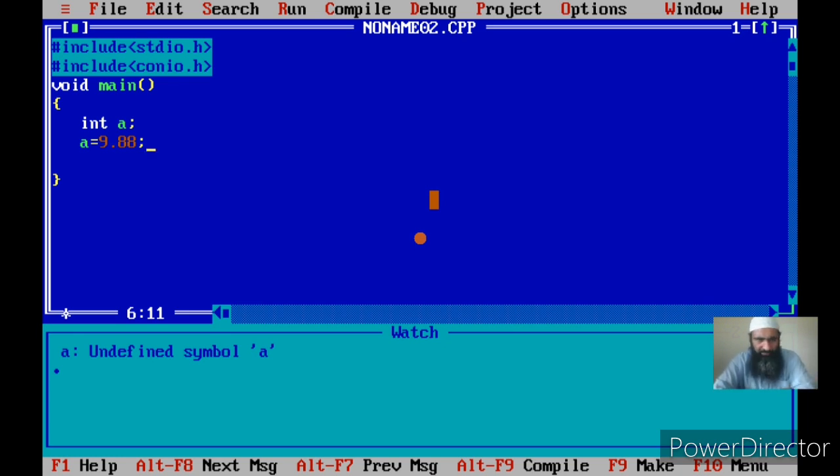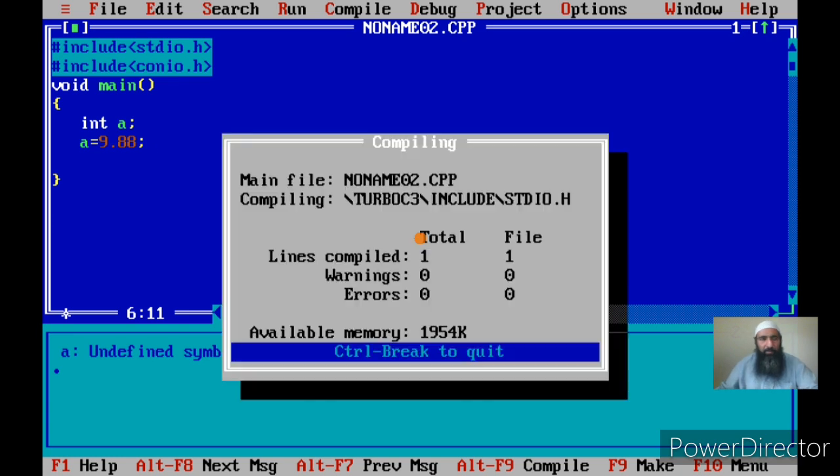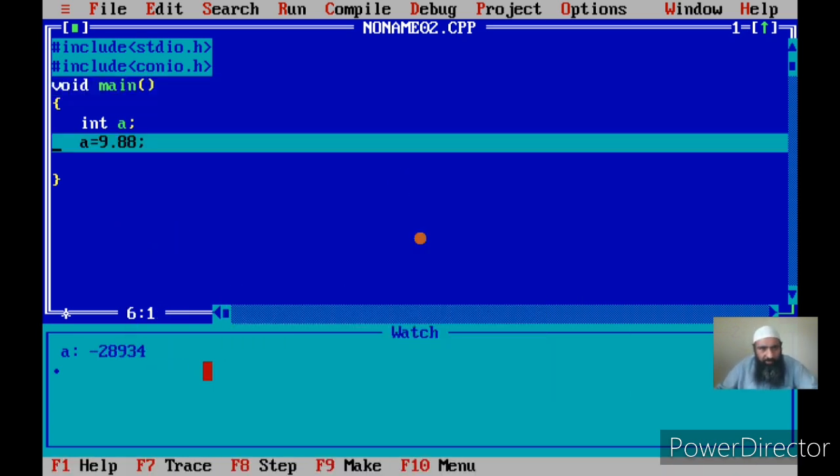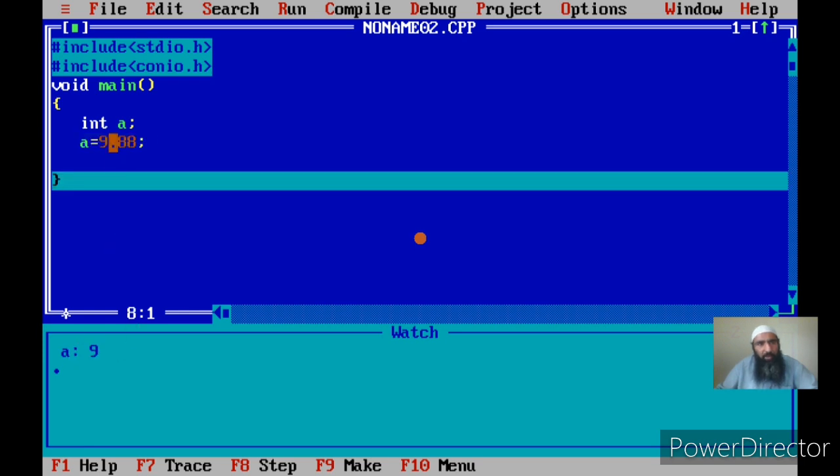Let me store this decimal number in A and see what has happened as I execute the program. Now once I execute the program, watch what happens with A here in the watch window. First, A is given some chunk value. Now I am putting 9.88 into A, but A is an integer. It can hold only numbers without a decimal point. So what happens to the part that is after the decimal point? You see, that part is lost.